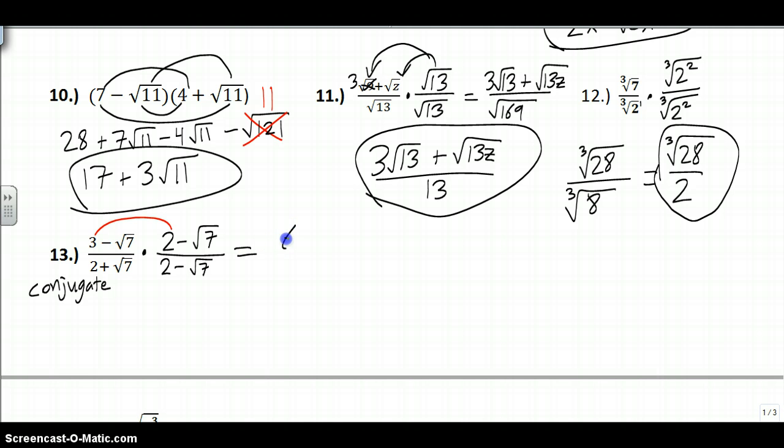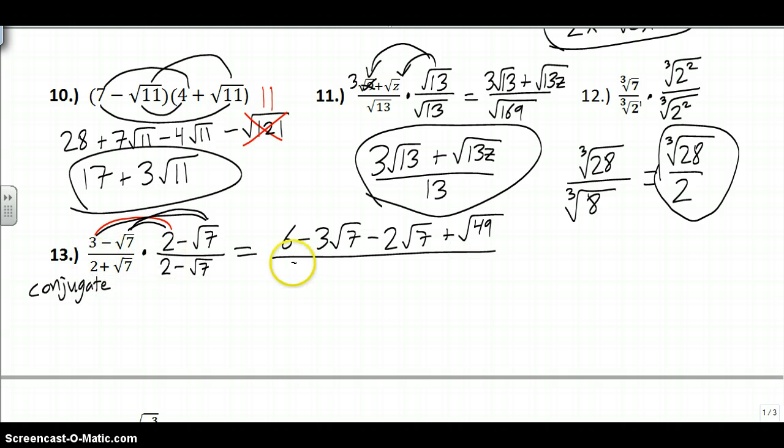3 times 2 is 6. 3 times negative square root of 7 is negative 3 square root of 7. Negative square root of 7 times 2 is negative 2 square root of 7. And negative square root of 7 times negative square root of 7 is positive square root of 49. We'll deal with that in a second.